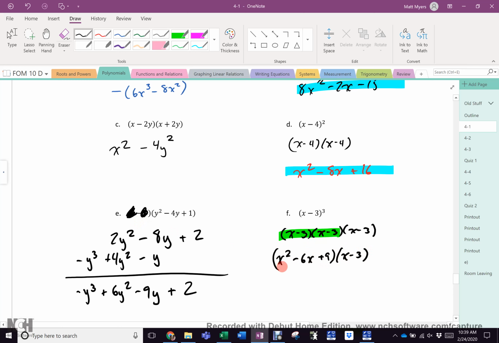What's x times x squared? X cubed. What's x times negative 6x? Negative 6x squared. What's x times 9? Plus 9x. I'm done with the x. Now I got to deal with a negative 3. What's negative 3 times x squared?